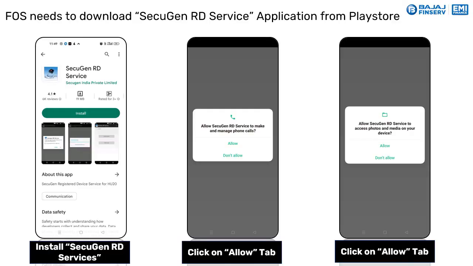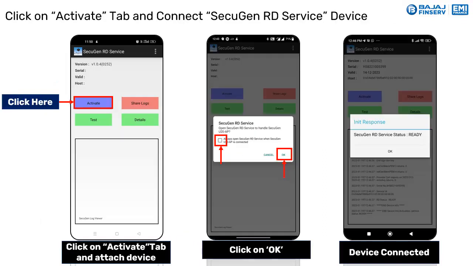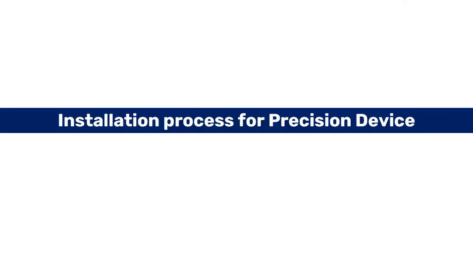For the Secugen device, go to your Play Store, search for Secugen RD service, install it, allow the permissions that is asking you, click on this button which says activate, allow the permission, click on OK, and you will see a message which says Secugen RD service is ready. Click on the OK button. Next time you want to use this device, make sure it is connected to your mobile phone before you start the biometric process of eKYC.